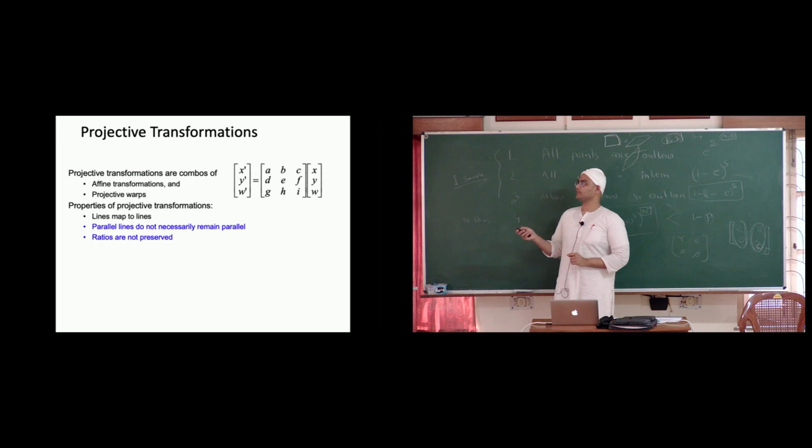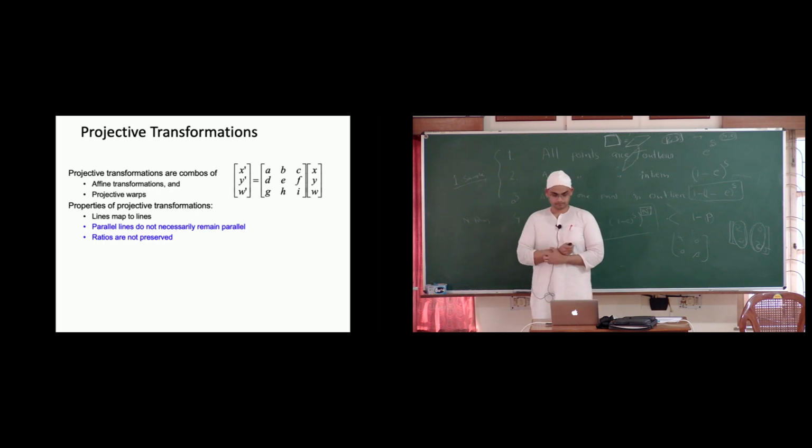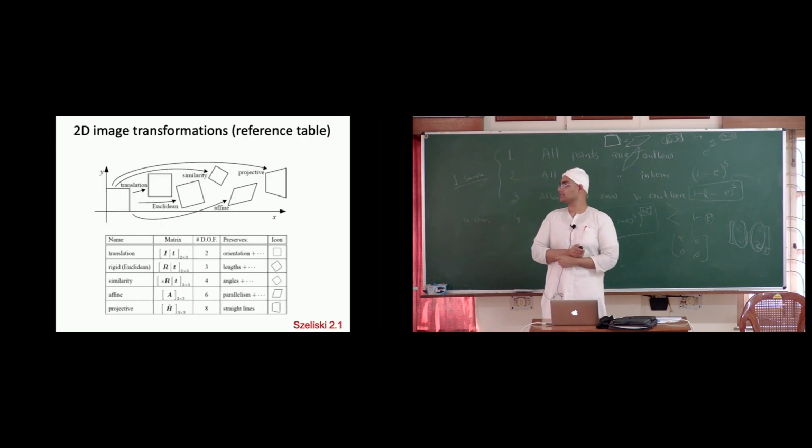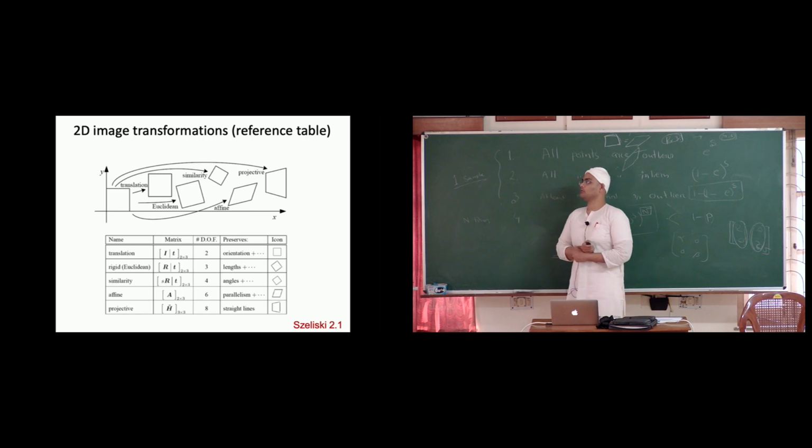So this is a projective transformation, this is the 1, and later we will see that you do not need this, you can make it a 1 here. So there will be 8 parameters to match. Projective transformation.